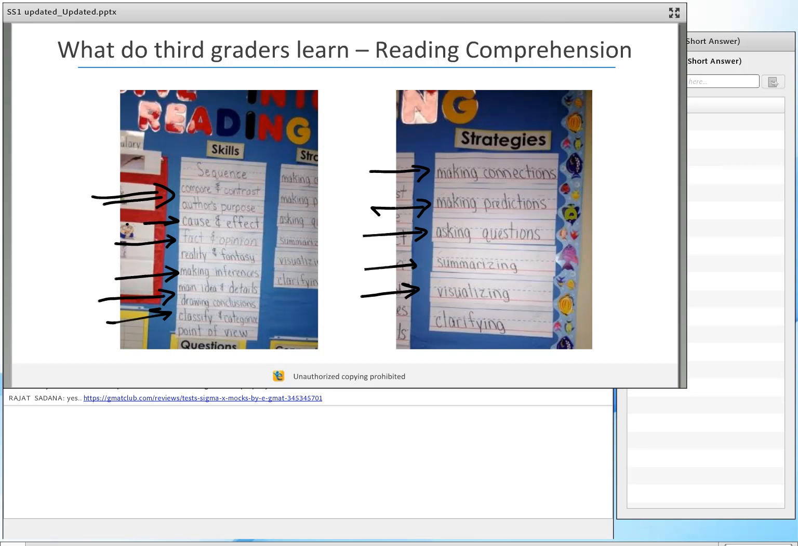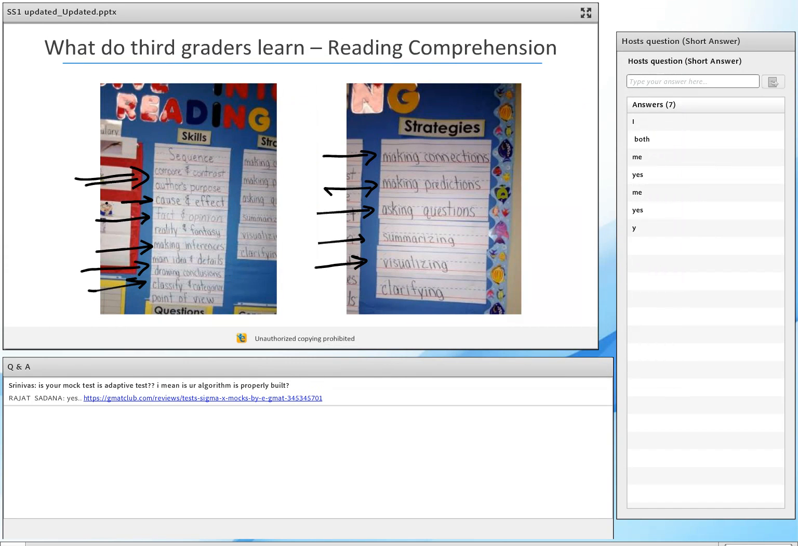And when I read that, I was very, very surprised. My daughter was not in third grade at that time; she was still in first grade. But it was really surprising that third graders learn these strategies. Now, my daughter right now is in seventh grade. She skipped a grade or so.